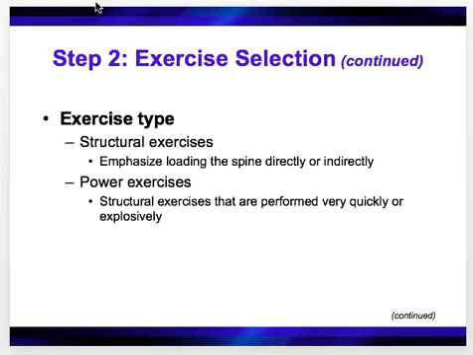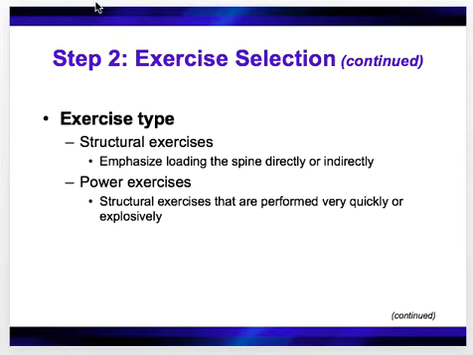Step 2 within your exercise selection, you have exercise types: structural exercises and then power exercises. This is emphasizing structural exercises, emphasizing loading the spine directly or indirectly. These are things such as the power clean. These are things such as the squats. Power exercises are structural exercises that are performed very quickly or explosively. These are the split jerks, the push press. These are going to be your free weight type and your Olympic style of lifts that we have not necessarily gone over in class. But if you're more trained and you're more advanced in weightlifting and you're an athlete, then you're probably familiar with this.